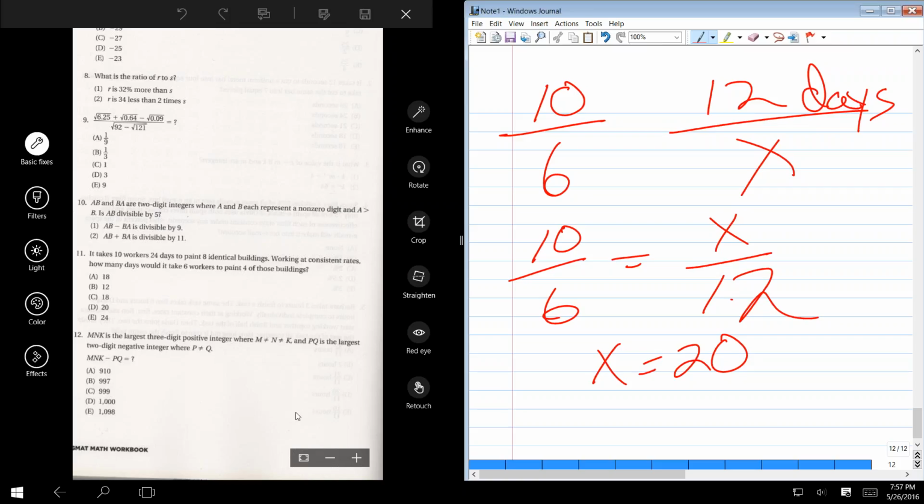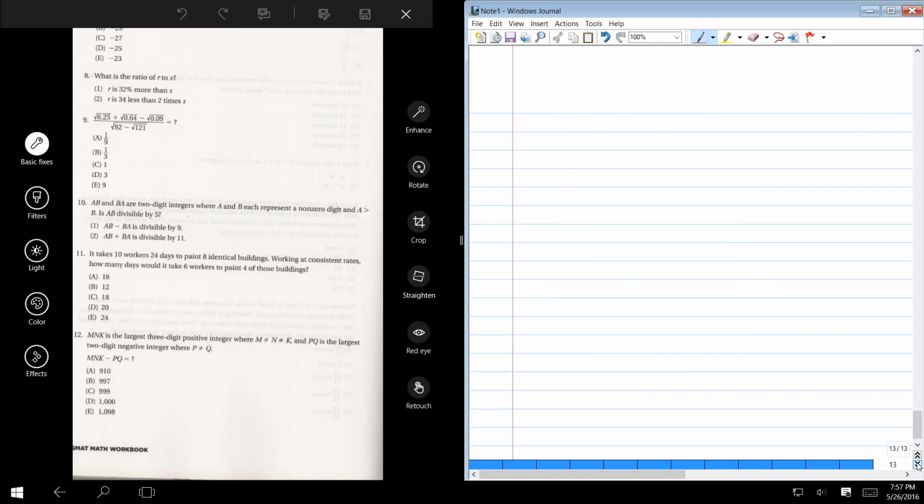Okay. Number 12 is actually fairly straightforward. I didn't see very many problems with number 12. What's the largest 3-digit positive integer where the 3 digits are not equal to one another? Well, it has to be 987. Yeah. And now PQ is the largest 2-digit negative integer where P is not equal to Q.